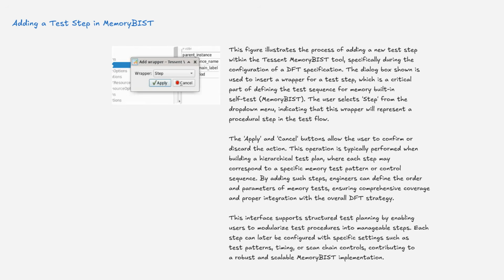This operation is typically performed when building a hierarchical test plan, where each step may correspond to a specific memory test pattern or control sequence. By adding such steps, engineers can define the order and parameters of memory tests, ensuring comprehensive coverage and proper integration with the overall DFT strategy. This interface supports structured test planning by enabling users to modularize test procedures into manageable steps. Each step can later be configured with specific settings such as test patterns, timing, or scan chain controls, contributing to a robust and scalable MemoryBIST implementation.